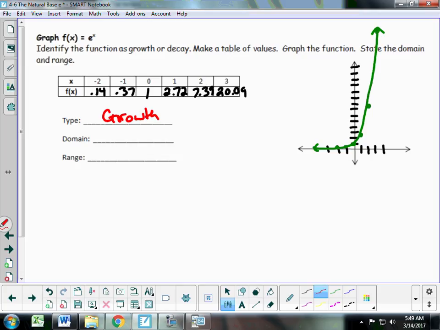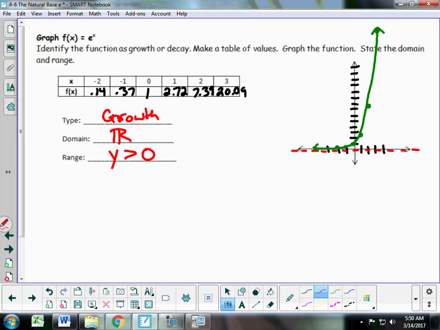Domain, it's going to the left forever and the right forever. That's all real numbers. But the range, it goes up forever. It does not go down forever. The lowest it can be, well, it doesn't even touch 0 technically. So it's all the y values that are greater than 0. There's that word, remember, we had it in a joke before, called an asymptote. It's an imaginary line that you can't cross. So that's the x-axis right there.